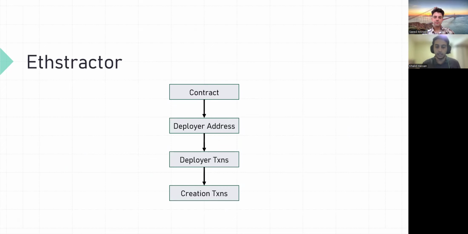This is a simple flowchart showing how Ethstractor would typically work. So it would have a contract from the Sanctuary dataset fed into Ethstractor. Ethstractor would then extract the deployer address from the name of the smart contract that is given by Sanctuary. It would then query Ethereum through Etherscan and find all the deployer transactions. And then it would go through the deploy transactions and find the creation transactions associated with the smart contract that we're interested in.